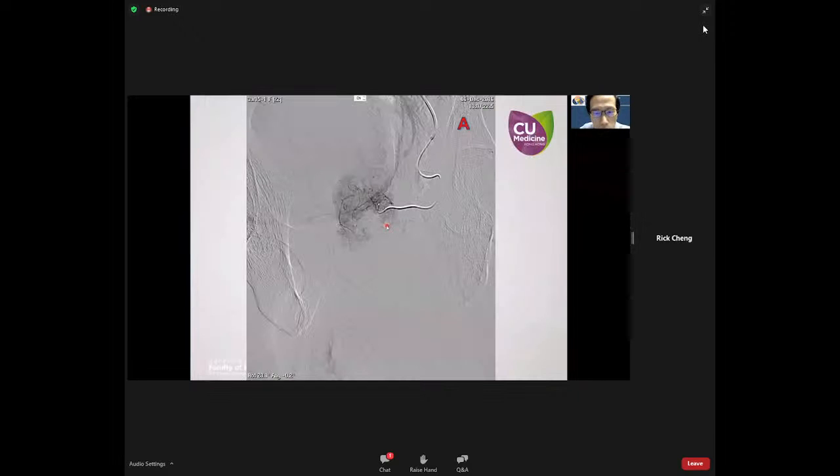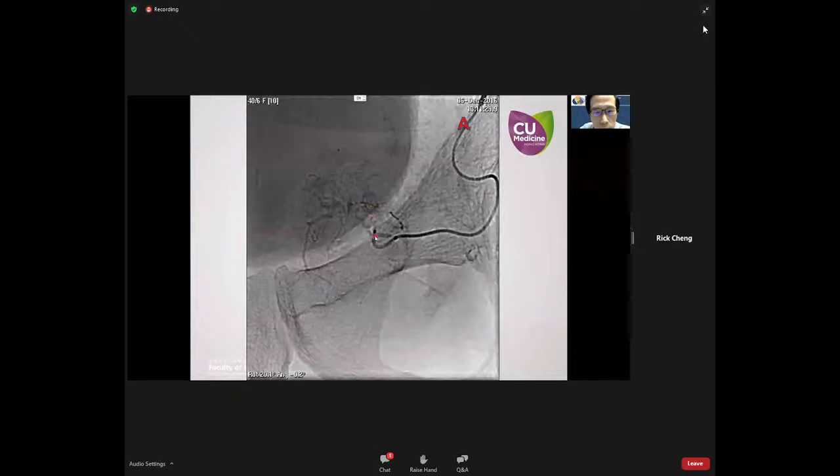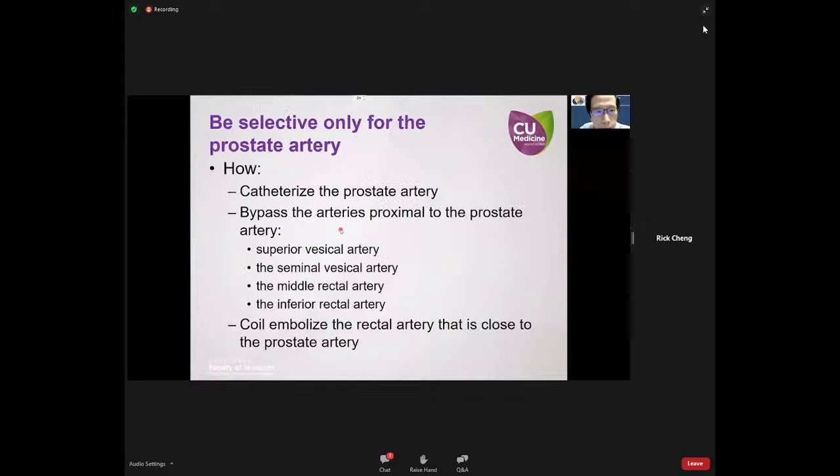So by doing so, we were able to bring the microcatheter up to the boundary of the prostate, and then we can do the embolization successfully.